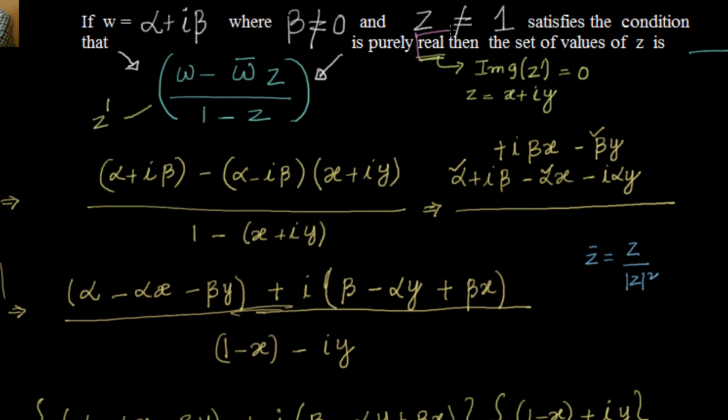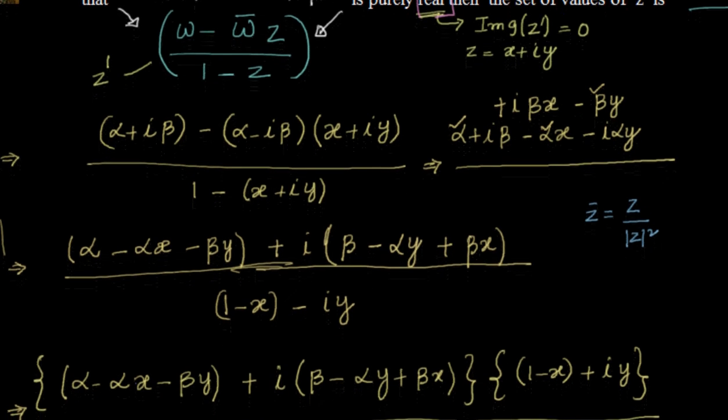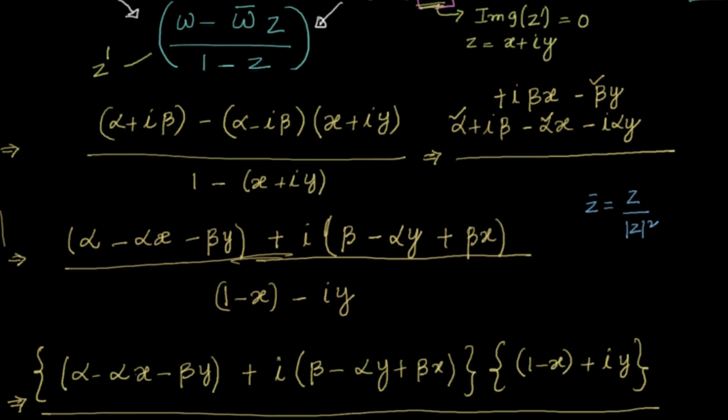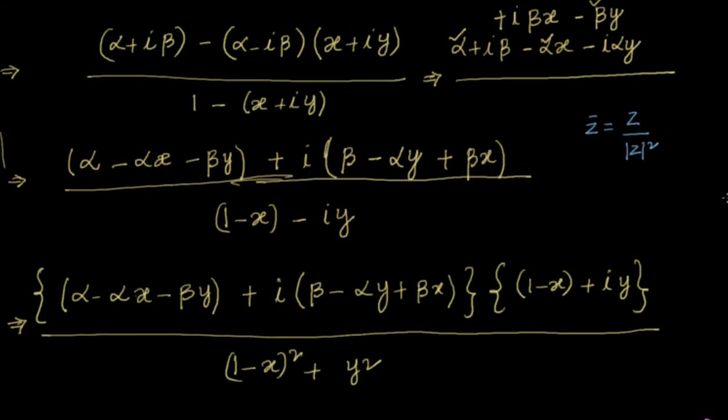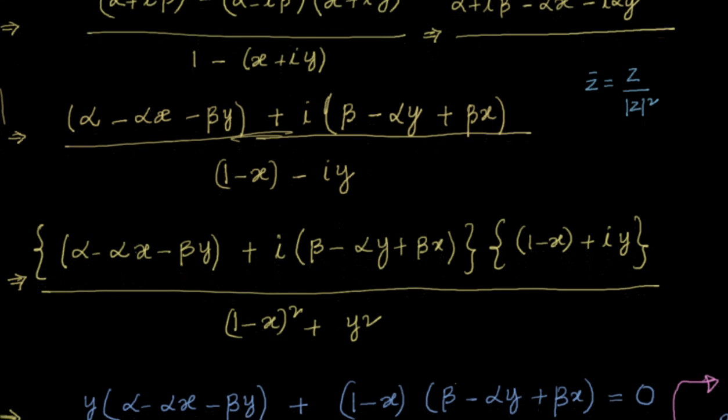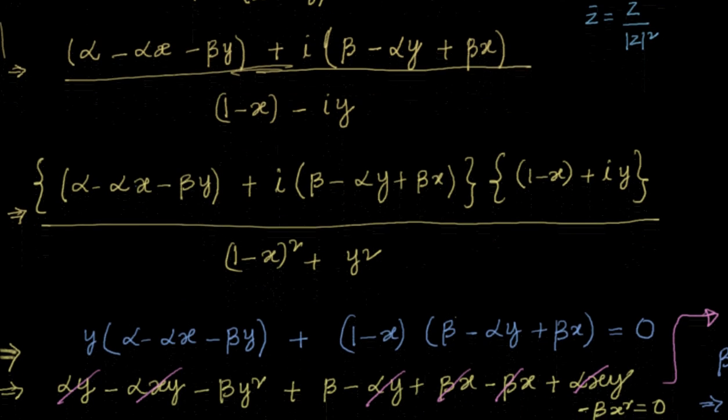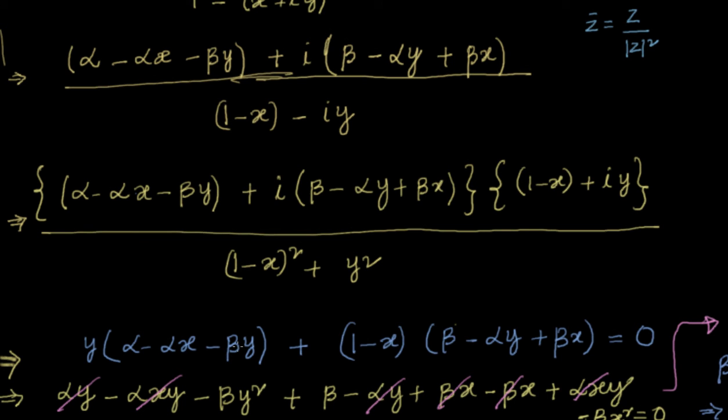Whenever we have been given that it's purely real, that means the imaginary part of this whole complex number is equal to 0. So since it is purely real, we want to go ahead with it. Now try to simplify this complex number by taking z equal to x plus iy and substituting w equal to alpha plus i beta and w conjugate equal to alpha minus i beta. Simplifying that, we understood from the complex number we got, its imaginary part is nothing but y into alpha minus alpha x minus beta y plus 1 minus x into beta minus alpha y plus beta x, which should be equal to 0 because we have been told that it is purely real. So can we equate that to 0? We simplify, we get that beta into x square plus y square minus 1 equal to 0. But given beta is not equal to 0, now you know why it is given beta not equal to 0. That means x square plus y square equal to 1.